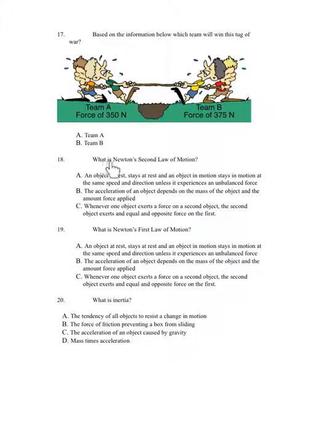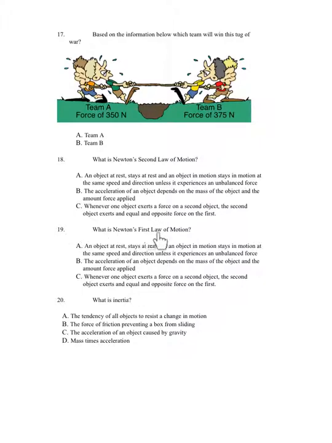Number 18. What is Newton's second law of motion? A. An object at rest stays at rest, and an object in motion stays in motion at the same speed and direction unless it experiences an unbalanced force. B. The acceleration of an object depends on the mass of the object and the amount of force applied. C. Whenever one object exerts a force on a second object, the second object exerts an equal and opposite force on the first.